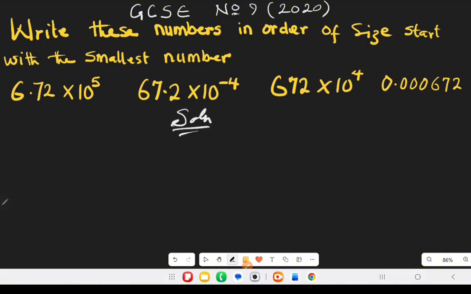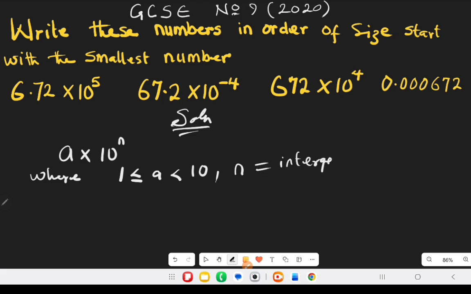We have to put these numbers in standard form. Then we rearrange in order of ascending. Standard form is of the form a times 10 raised to the power of n, where 1 is less than or equal to a, less than 10. So any number between 1 and 10 is a. Then n is an integer. Integers include positive and negative numbers.